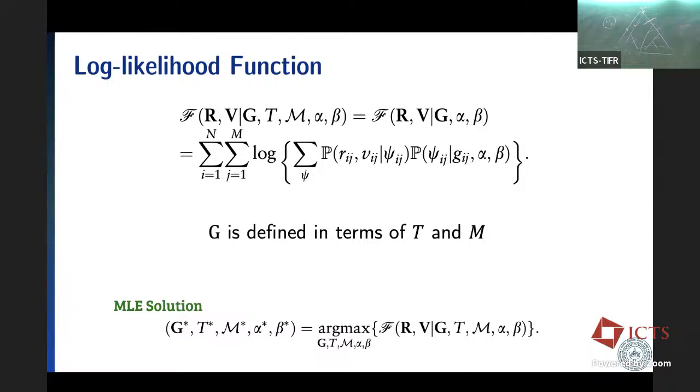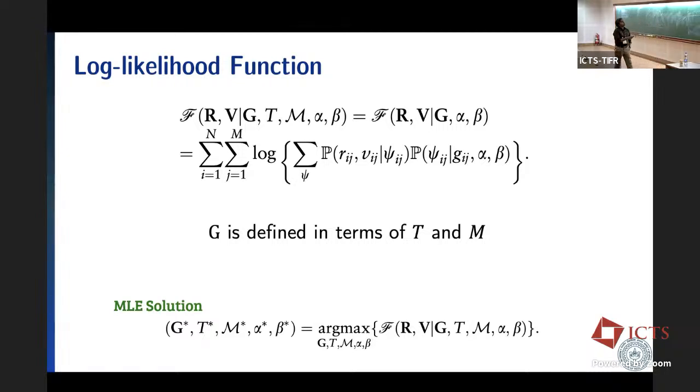And that means once we have G, we do not require T or M, right? So that means this whole thing can be converted into something like this, that given G, T and M are not required, because G is already defined in terms of T and M. And if we break down this term in terms of number of sites and number of cells, we'll get something like this. What is this?